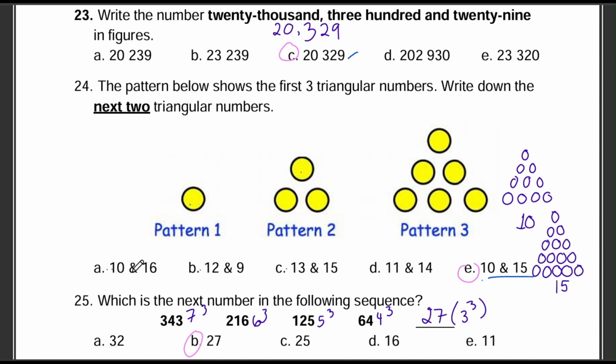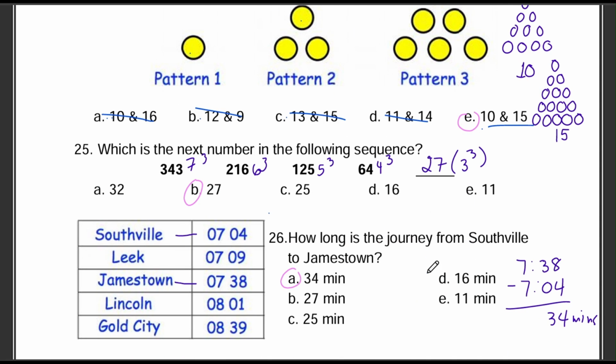So why aren't the other options correct? Well, 16, 9, 13, 11, and 14 are not triangular numbers in this sequence.